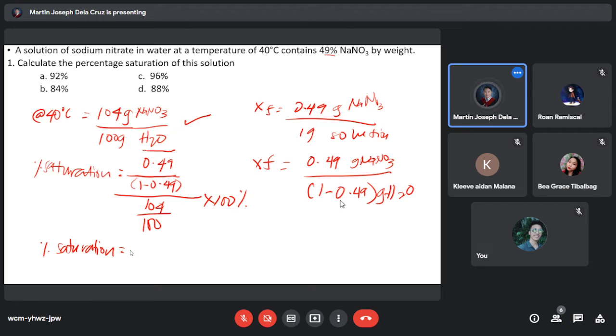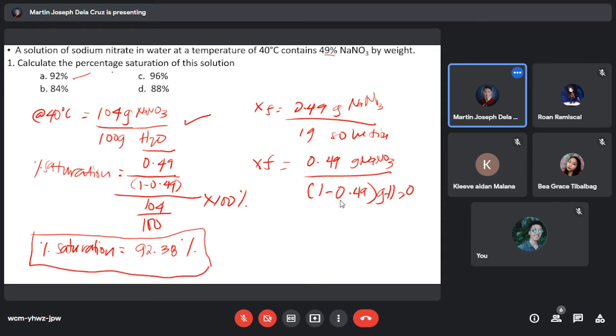Anong nakuha niyo class? So I got 92.38%. Yeah. So it's letter A class.